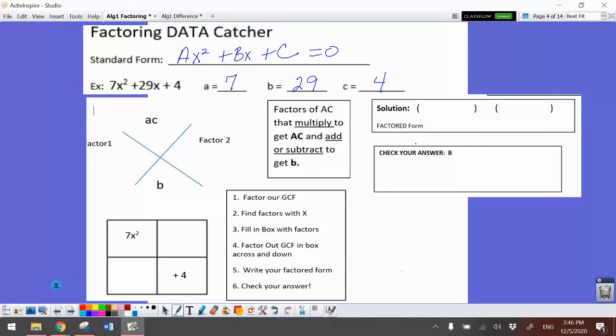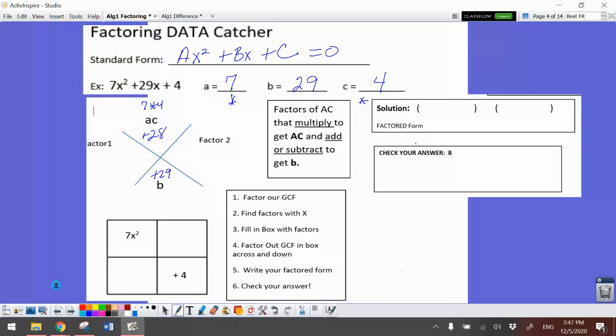All right, so to fill in my crisscross, what I'm going to do is multiply my a and my c to get my top number. So my a is 7, my c is 4. So my top number, a times c, 7 times 4, is 28. My bottom number is my b, which is a positive 29. So I have a positive 28 and a positive 29.